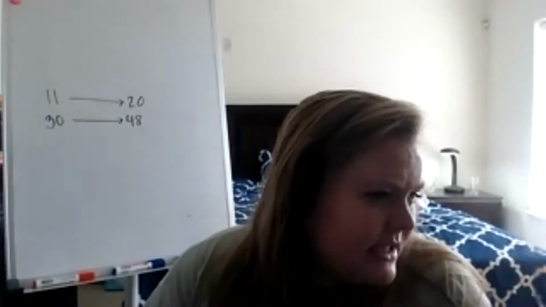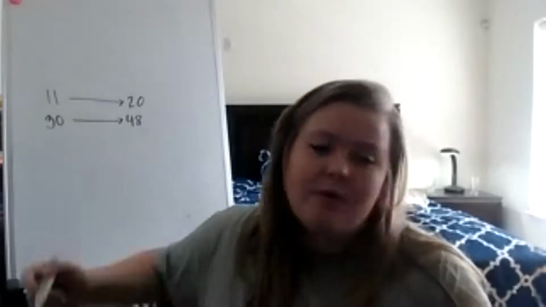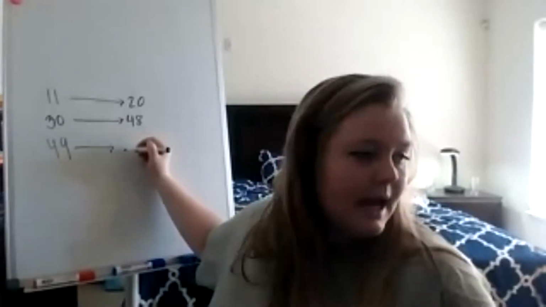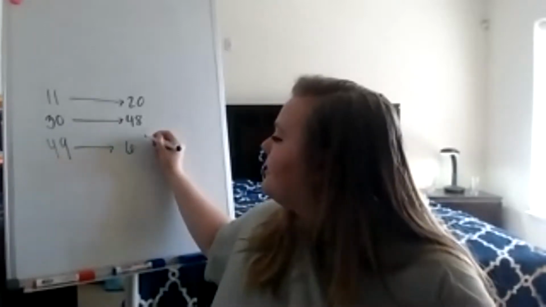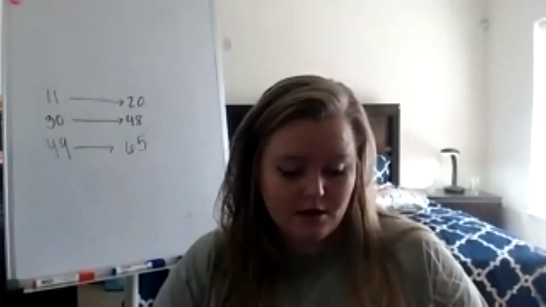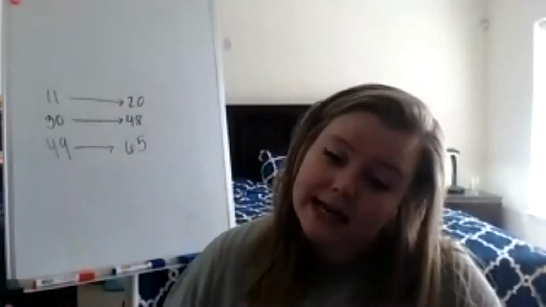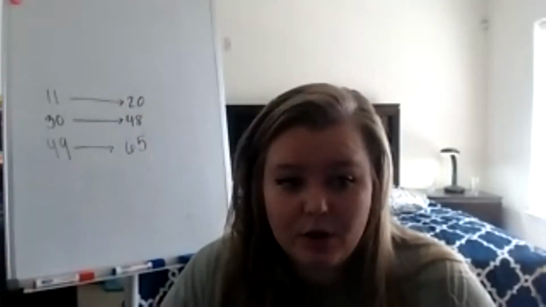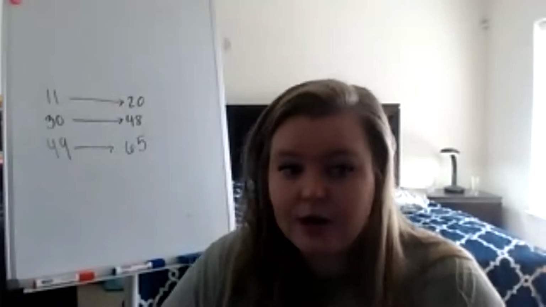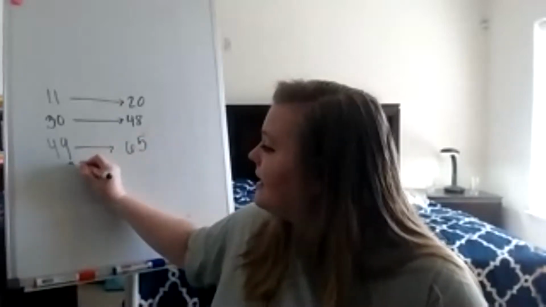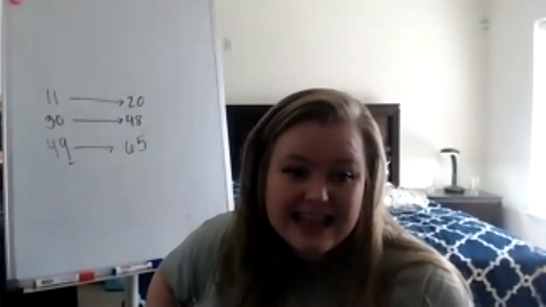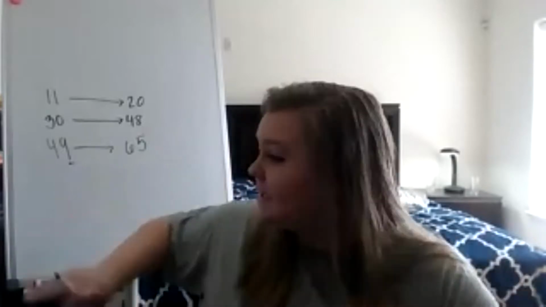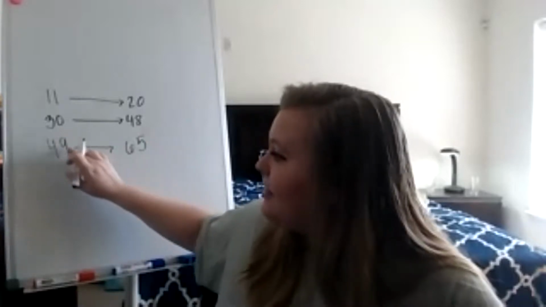Then it says, start counting forward at 49 and stop at 65. So it's giving you a starting place and an ending place, and your job is to count on all those numbers in between. 49. I know that when I have a 9 in the ones place, that means the next number, I'm going to be adding a new group of 10, because I can never have 10 in the ones place.